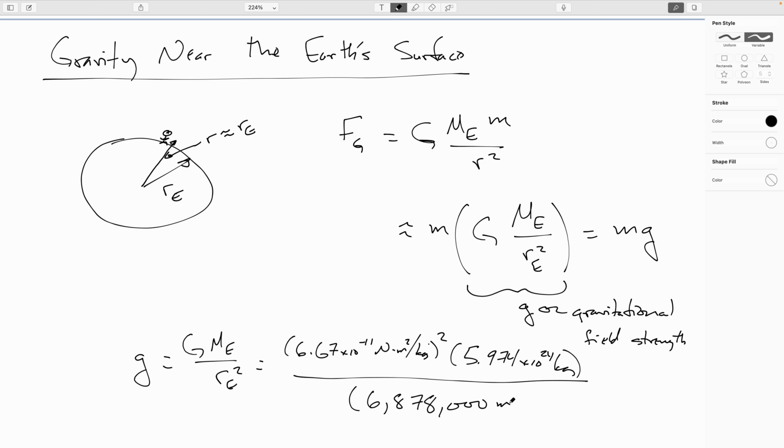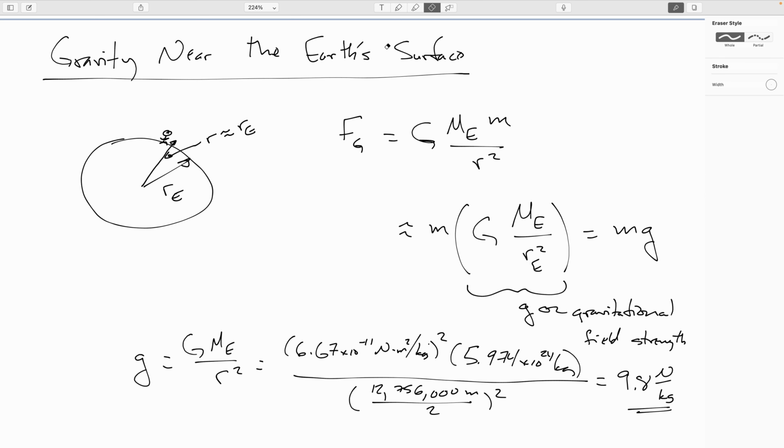I do not have that right, actually. All right, fine. The diameter of the Earth is 12,756,000 meters. I remember that one off the top of my head. Divide by 2, square it. Anyway, punch it through your calculator. You get 9.8 newtons per kilogram. And so that's what it is near the surface of the Earth.